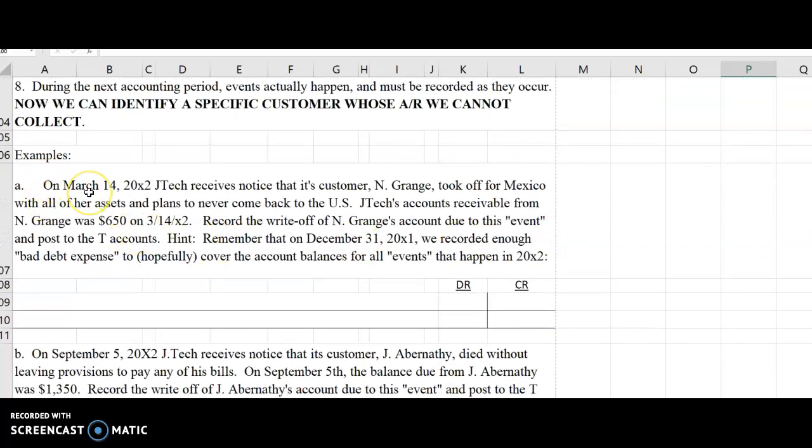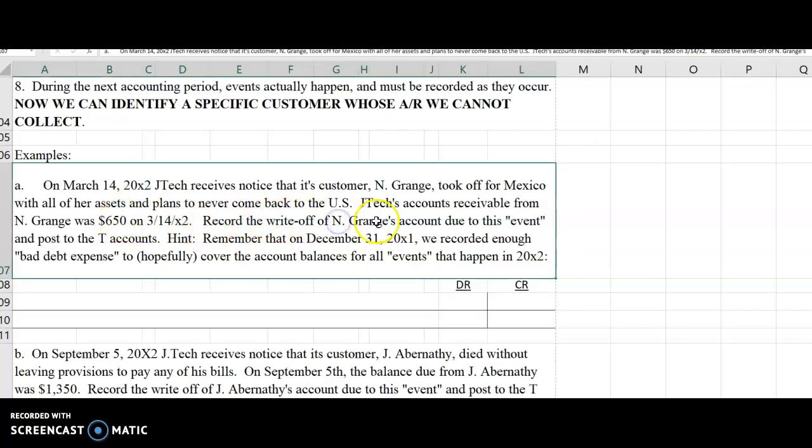On March 14th, 20X2, JTech receives notice that its customer, N. Grange, took off for Mexico with all of her assets and plans never to come back to the United States. JTech's accounts receivable from N. Grange was $650. Record the write-off of N. Grange's account due to this event and post to the T accounts.